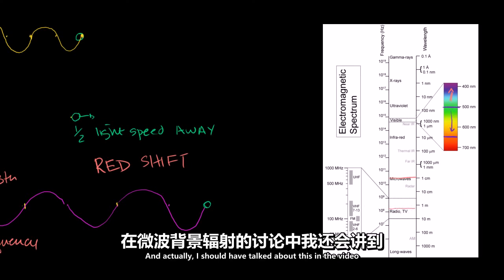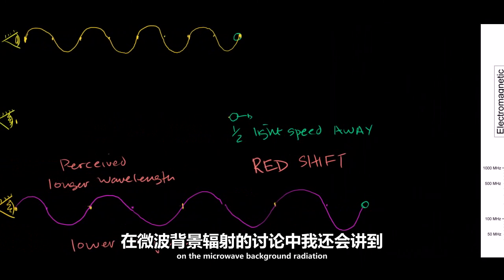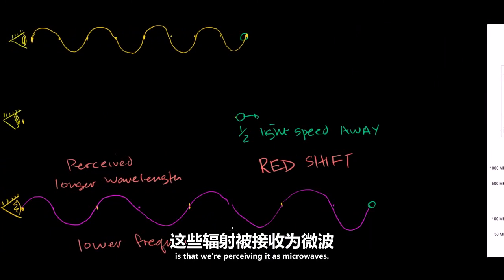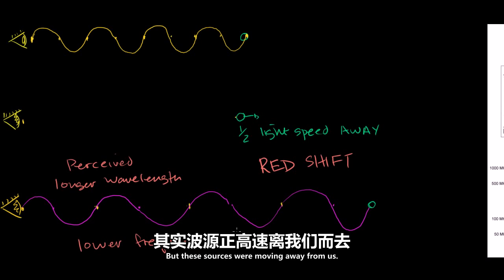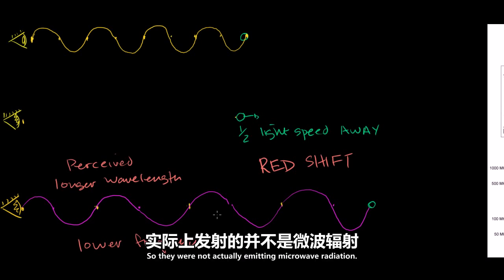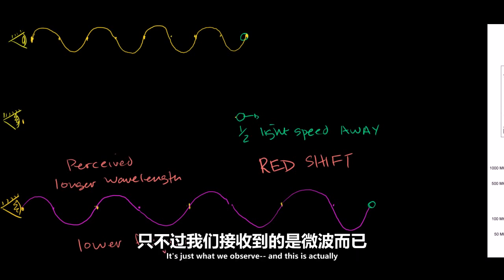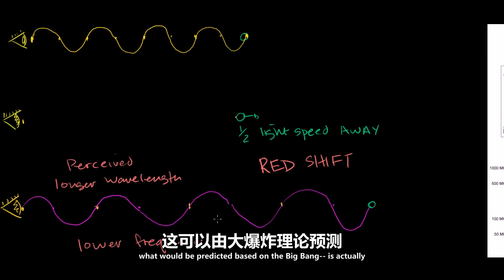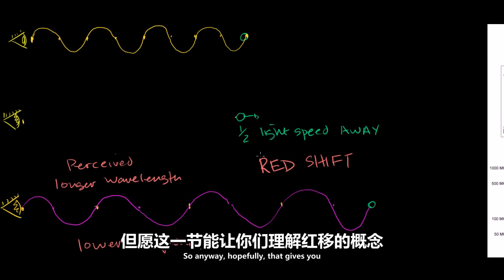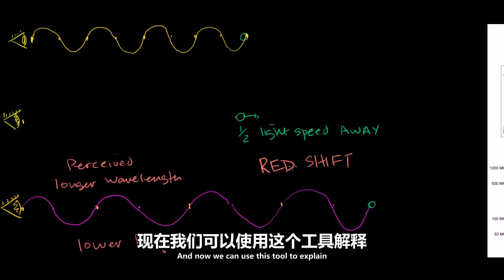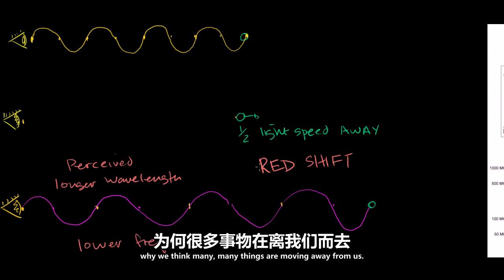And actually, I should have talked about this in the video on the microwave background radiation: we're perceiving it as microwaves, but the sources were moving away from us. They were being redshifted, so they were not actually emitting microwave radiation. What we observe, and this is actually what would be predicted based on the Big Bang, is microwave radiation. So anyway, hopefully that gives you a sense of what redshift is, and now we can use this tool to explain why we think many things are moving away from us.